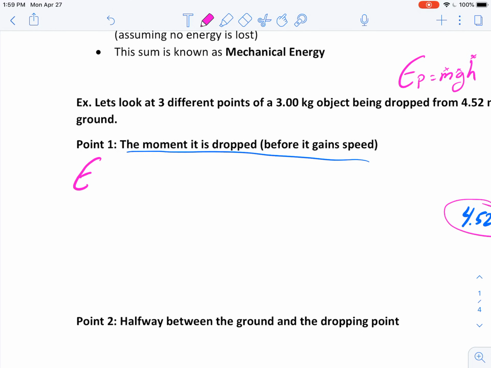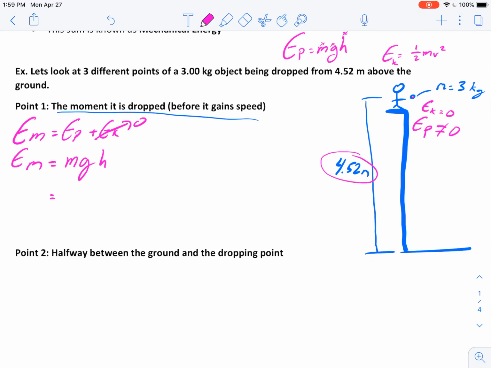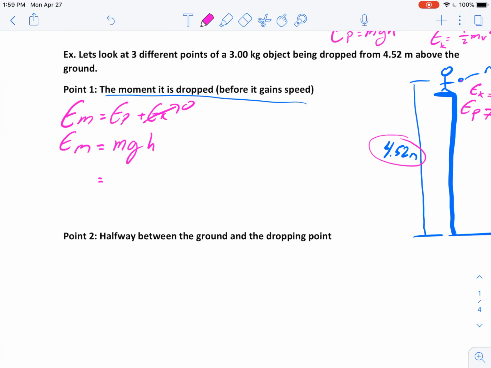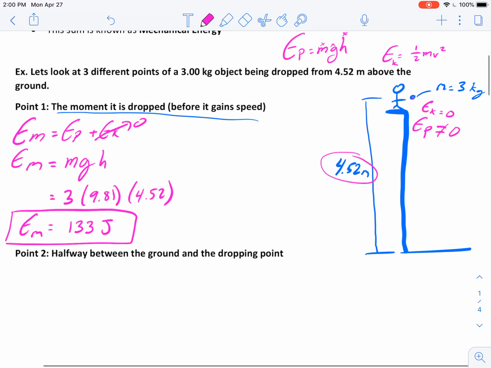So let's look at our total mechanical energy, which is EP plus EK. But our EK goes to 0. So EM is equal to EP, which is mgh, which is 3 times 4.52 times 9.81. Gives us 133 joules as our total mechanical energy at point 1.